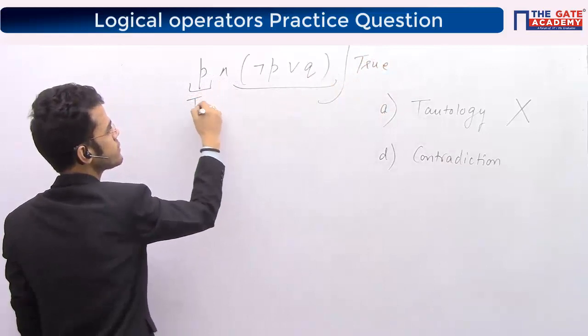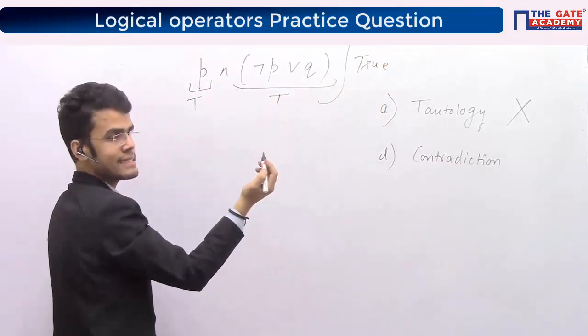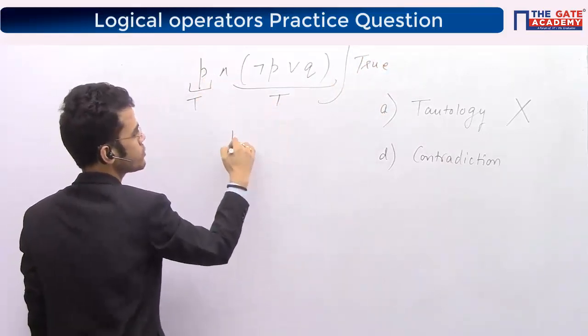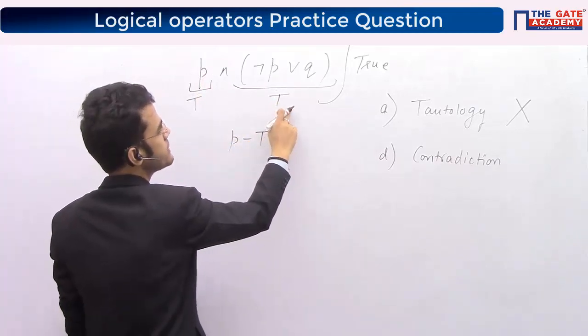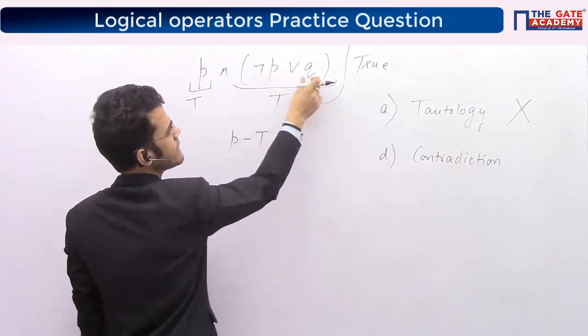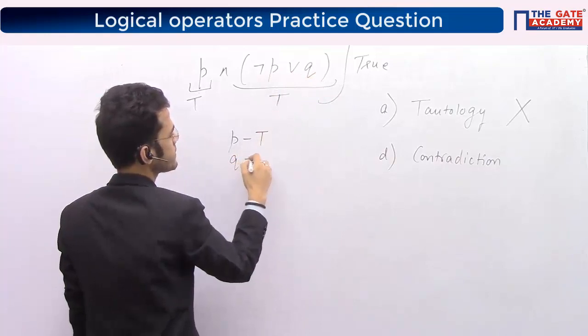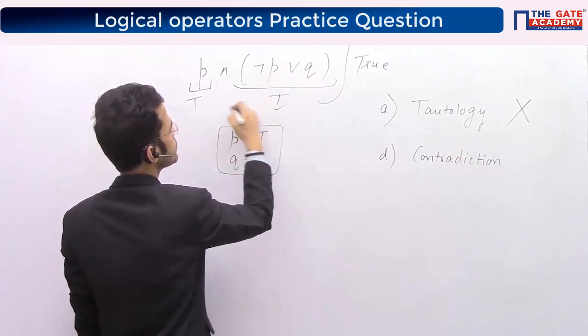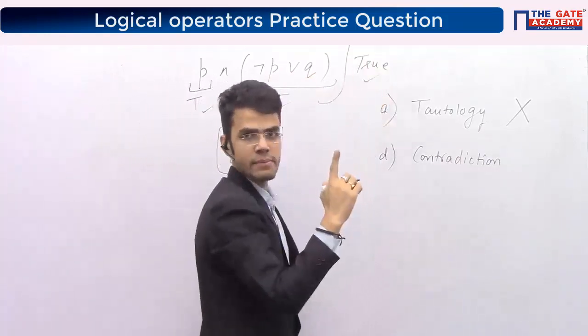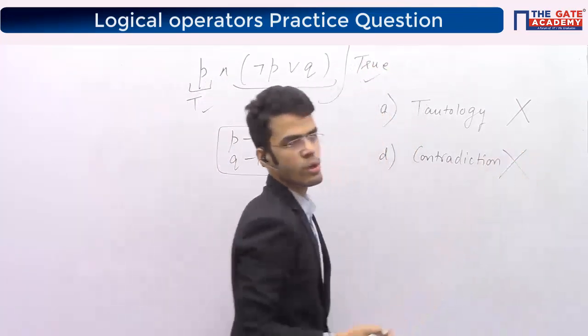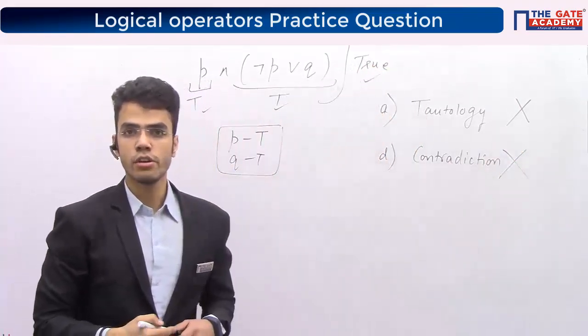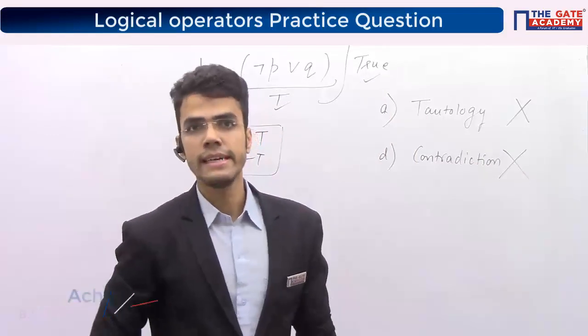The AND operator says this has to be true and this has to be true. Let's try. This has to be true means P has to be true. This has to be true means the OR operator says anyone can be true, so let me put Q to be true. With this, I get this true, this true, this true. It means one true case I am getting, so it cannot be a contradiction. So it is not a tautology and it is not a contradiction.